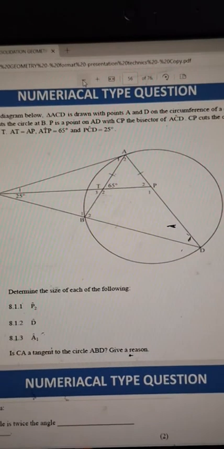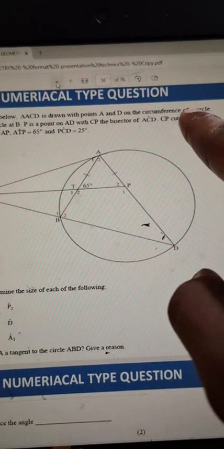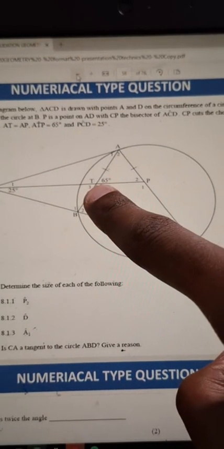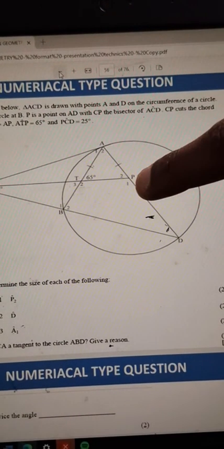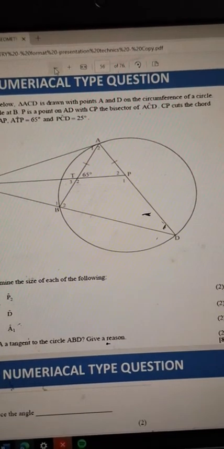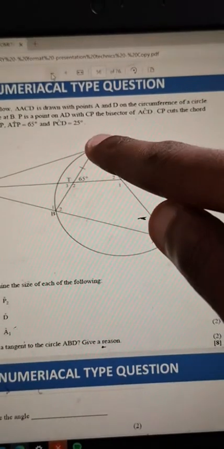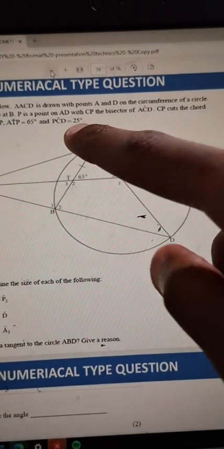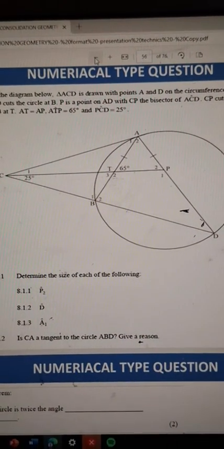All right, I'm gonna go into the meaning and all of that stuff because that's what's important here. CP cuts the chord AB at T, so that's there. And then we are told that AT is equal to AP. Now we see there's the little symbols there that mean that those sides are equal, AT and AP. And then we are told angle ATP, which is this angle here, is 65 degrees. You can see that the 65 is there. And then PCD, so that angle there is 65 degrees.